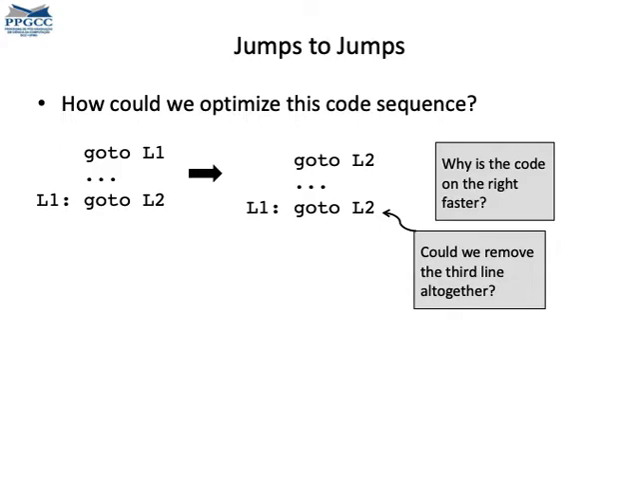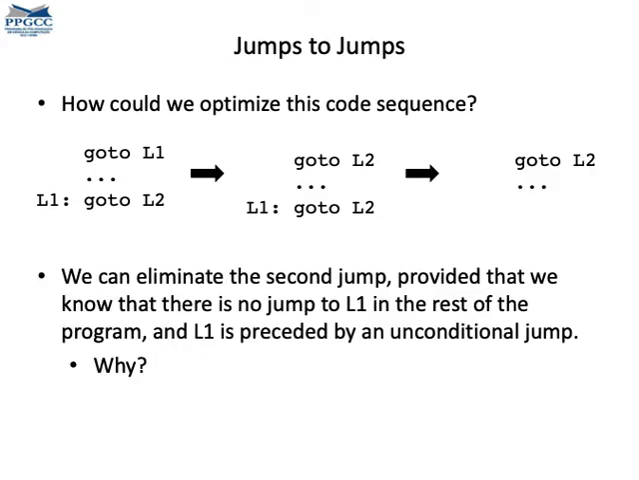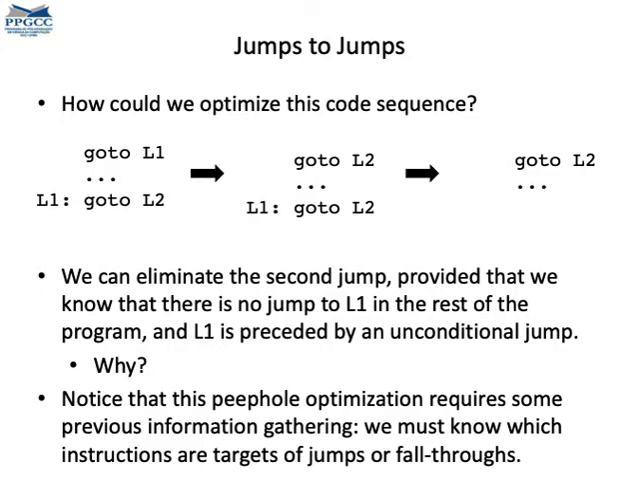The number of instructions is the same, but the code on the right is likely to be faster, for each branch jumps only once. And by the way, could we remove the instruction at L1? Well, if we know that there is no jump going to L1, then yes, we could remove it. Notice that this requirement amounts to checking if L1 is preceded by an unconditional jump. But notice that to eliminate L1, we would require some whole program optimization. At least the knowledge of branches in the entire program.